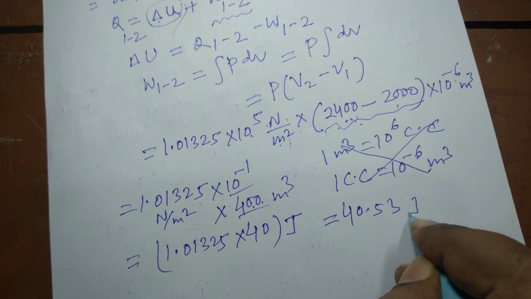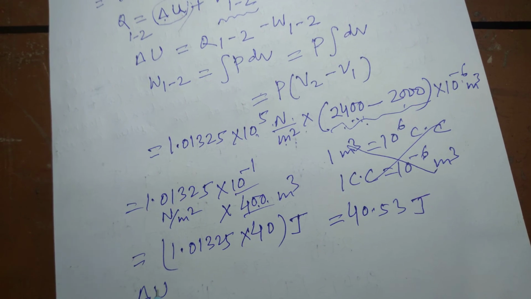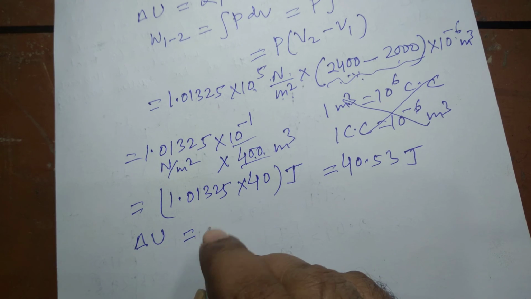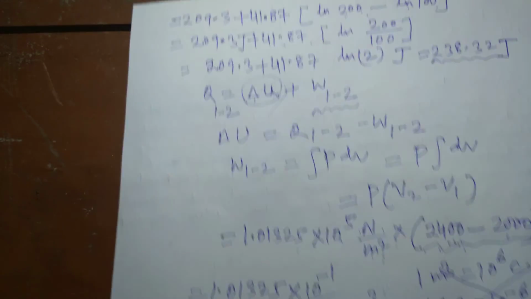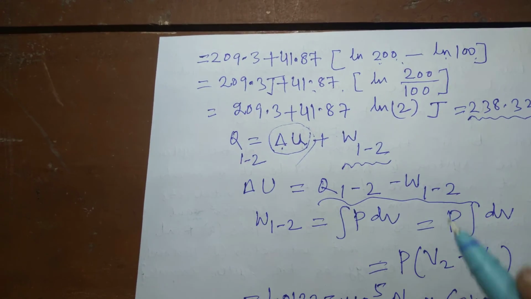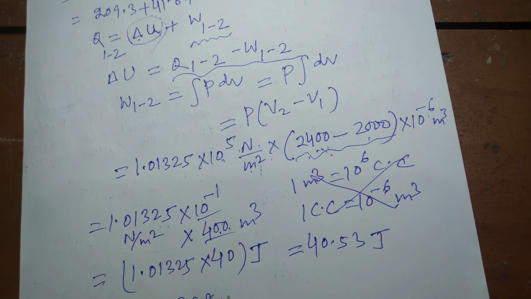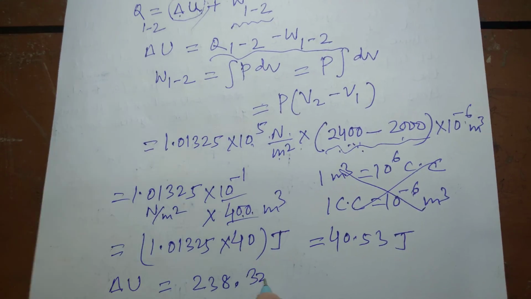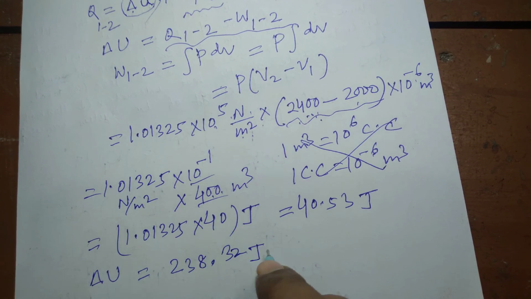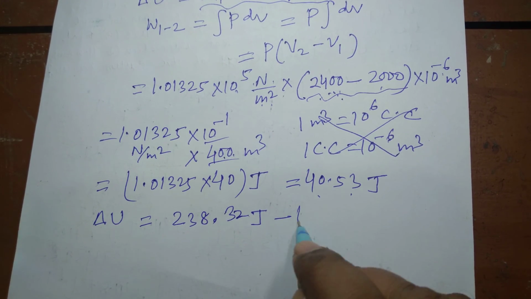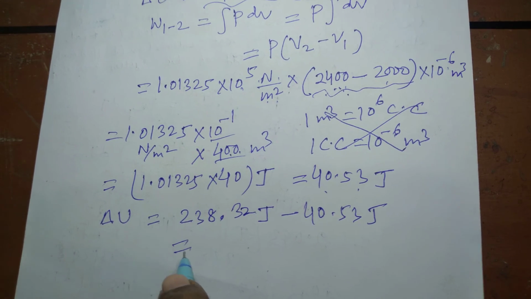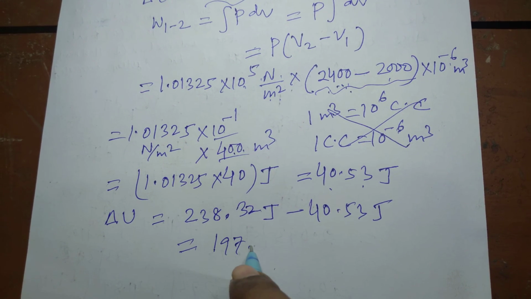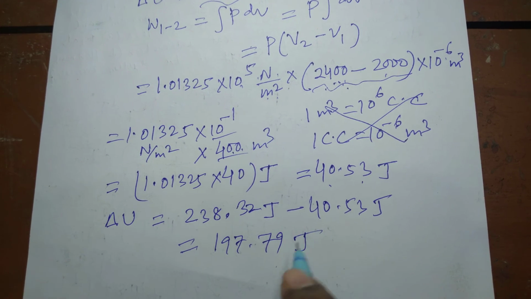This becomes 40.53 joule. So delta U, the change in internal energy, will be Q12, which has already been calculated to be 238.32 joule, minus W12, which we just calculated as 40.53 joule. This will come out to 197.79 joule. This is the change in internal energy of the system during the process.